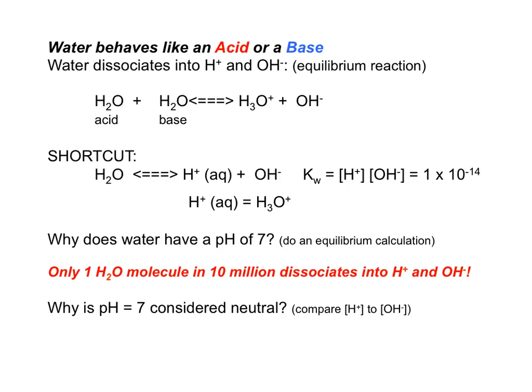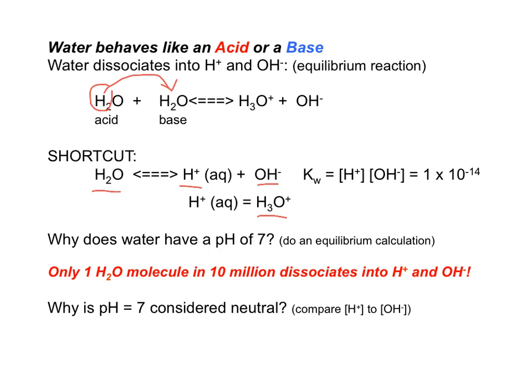Let's take a look at the acid dissociation reaction. Note that one water behaves like an acid, and it donates its proton to the other water, which behaves like a base. The two products are H3O+ and OH-. Now, chemists like to take shortcuts just like everyone else, so the shortcut for this reaction is H2O produces H+, which is the same as H3O+, and OH-. Note that this reaction has an equilibrium constant, we call it Kw, of 1 times 10 to the minus 14.